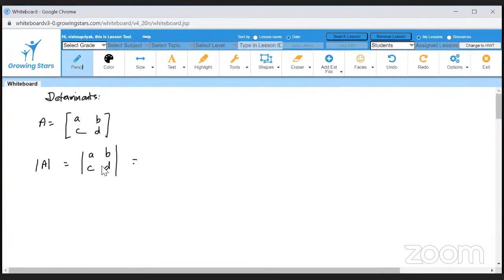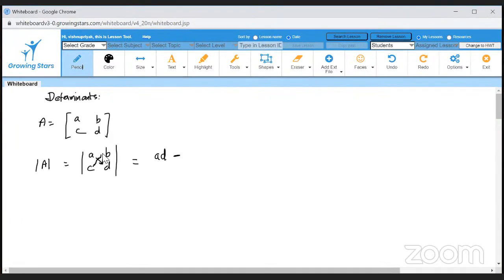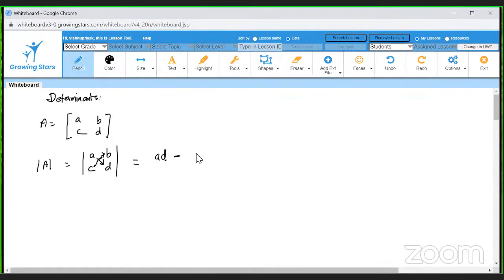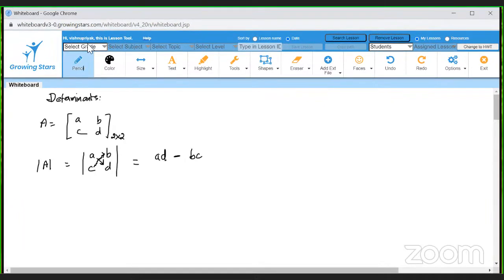And the answer will be, first you have to multiply cross way, AD, minus, now you have to multiply cross way like this, BC. This is called the determinant of a 2 by 2 matrix. This is how you will find it.